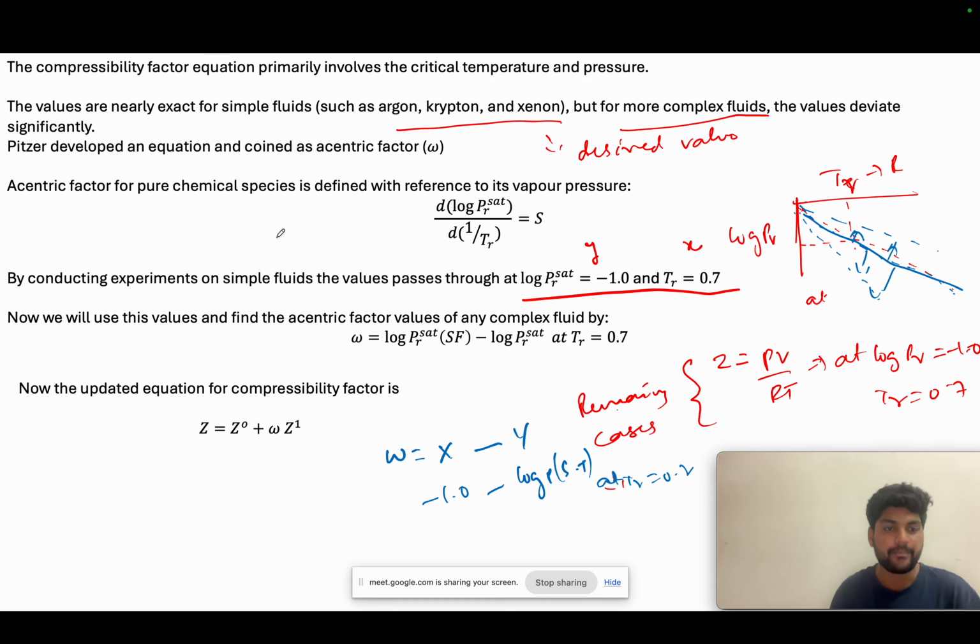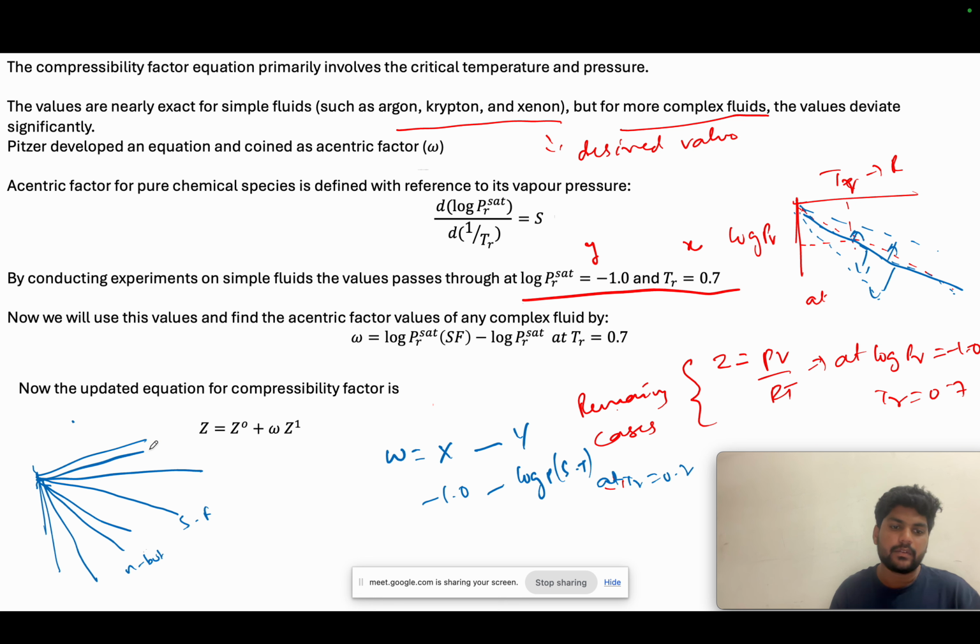So he plotted three graphs. One is the simple fluids, assume this is the simple fluids. It's better to draw it down. The physicist carried out the experiments for simple fluids. Say this is for N-butanol or some other case, and this graph is for some other case. He got different graphs. They have done the experiment for more graphs. So assume this is the main one.